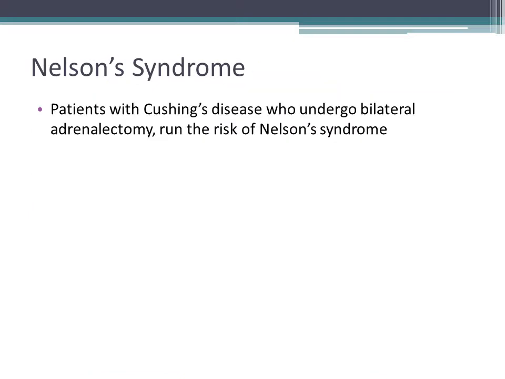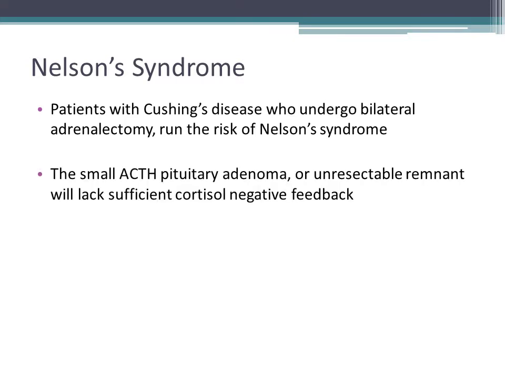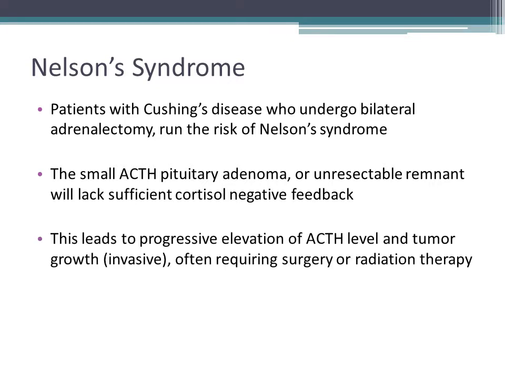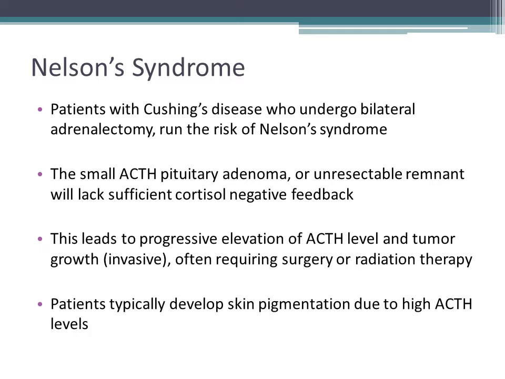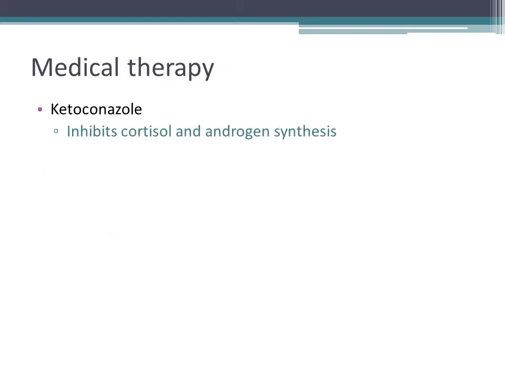This is what we call Nelson syndrome. So Nelson syndrome, patients with Cushing disease who undergo bilateral adrenalectomy run the risk of Nelson syndrome. The small ACTH pituitary adenoma or unresectable remnant will lack sufficient cortisol negative feedback. This leads to progressive elevation of ACTH level and tumor growth, which is invasive, often requiring surgery or radiation therapy. Patients typically develop skin pigmentation due to high ACTH levels.